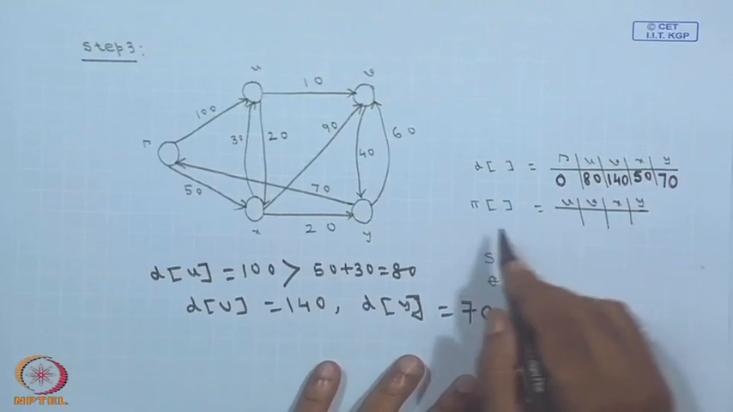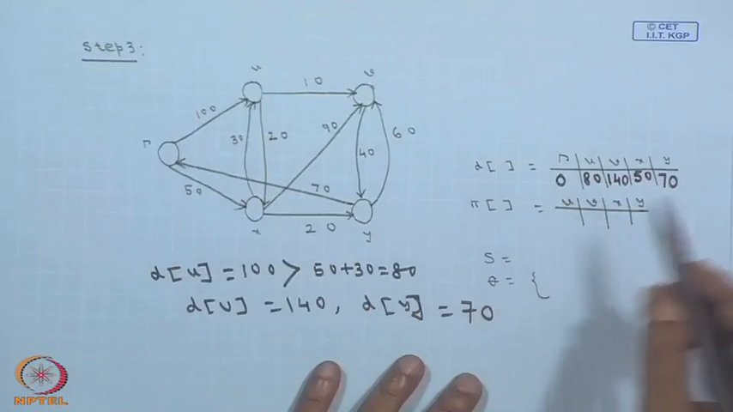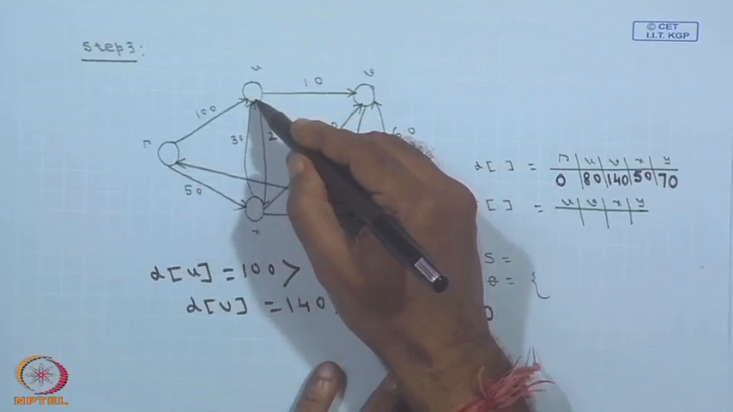Similarly, now you see what the predecessors are. For u the predecessor is now different, because the 80 is coming through this path.